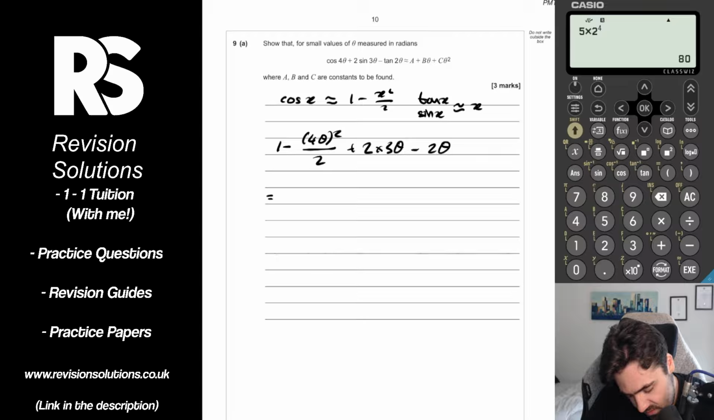Simplifying that up then, we've got 16 theta squared over 2, that's 8 theta squared, but it's a minus, so it's minus 8 theta squared. Then we've got 2 times 3 theta, that's 6 theta, minus 2 theta, that's plus 4 theta. And then we've got the lone 1, so just plus 1 on the end.